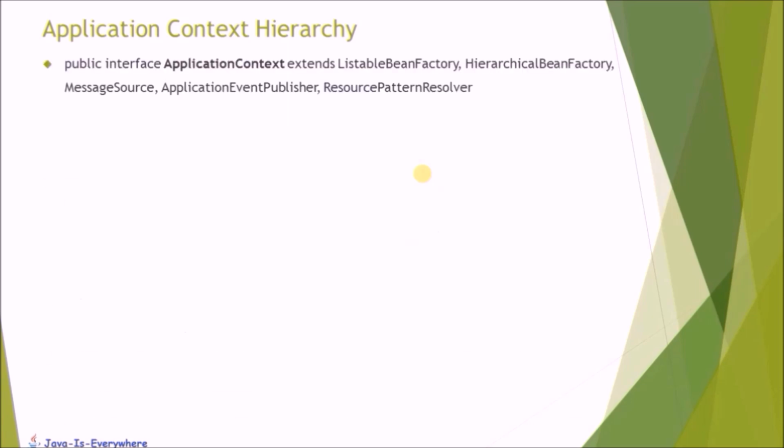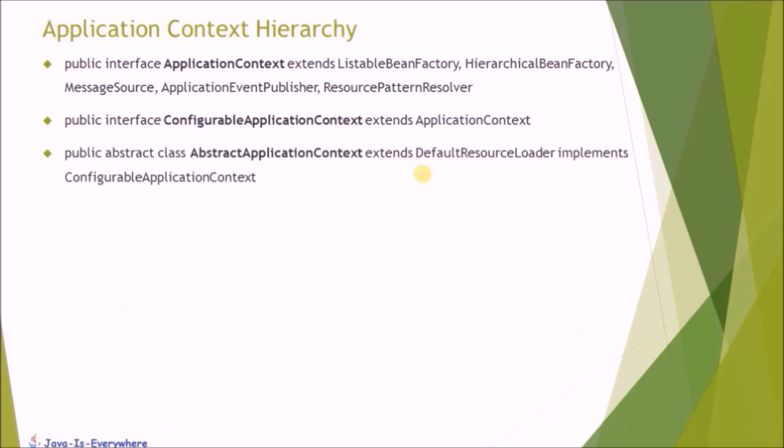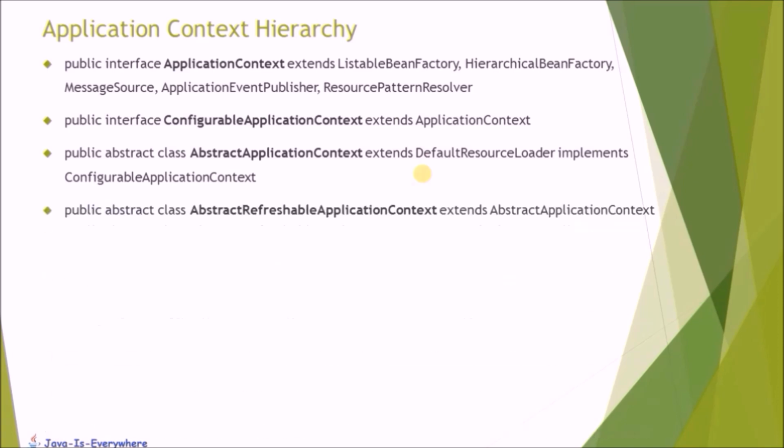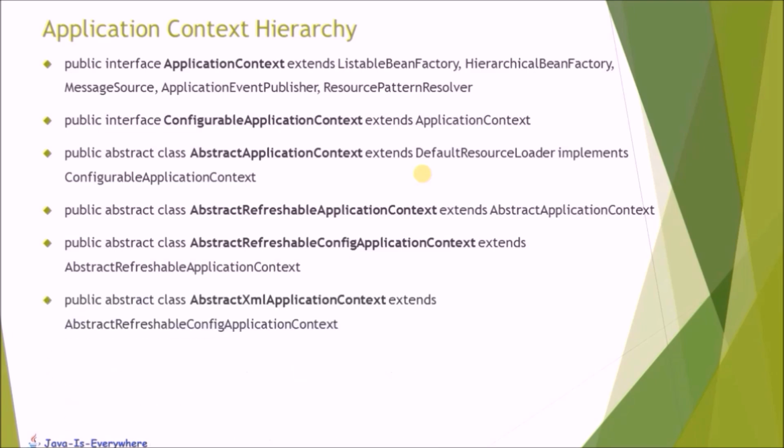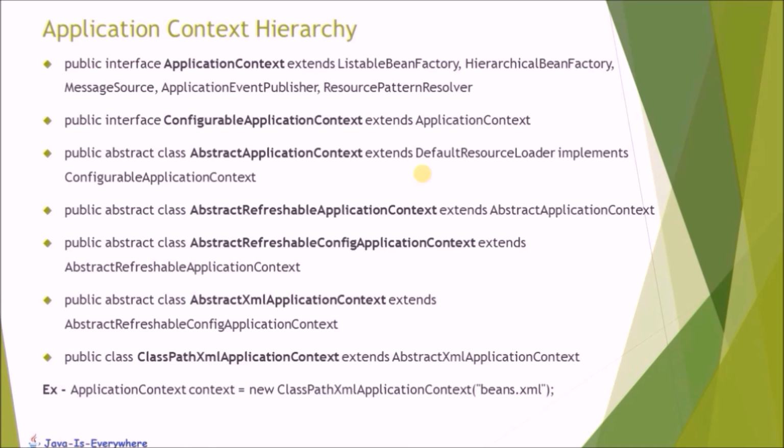ApplicationContext hierarchy. Public interface ApplicationContext extends ListableBeanFactory, HierarchicalBeanFactory, MessageSource, ApplicationEventPublisher, ResourcePatternResolver. Public interface ConfigurableApplicationContext extends ApplicationContext. Public abstract class AbstractApplicationContext extends DefaultResourceLoader implements ConfigurableApplicationContext. Public abstract class AbstractRefreshableApplicationContext extends AbstractApplicationContext. Public abstract class AbstractRefreshableConfigApplicationContext extends AbstractRefreshableApplicationContext. Public abstract class AbstractXmlApplicationContext extends AbstractRefreshableConfigApplicationContext. Public class ClassPathXmlApplicationContext extends AbstractXmlApplicationContext. Here is the example, you can correlate with the Spring Core second video.